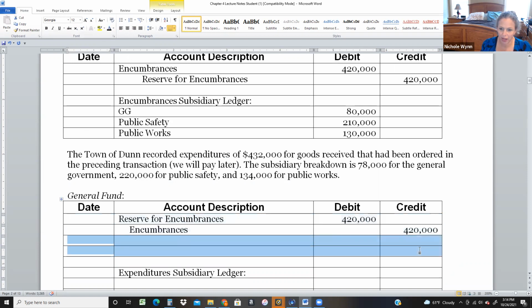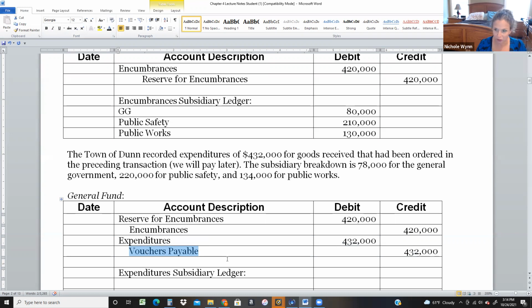And then we're going to go ahead and expend. Now, when we expend, we're expending 432. So a little more than what we planned. That happens. It's okay. So expenditures, and we're going to pay later. So we use vouchers payable. Vouchers payable is like accounts payable in financial accounting. We just use a voucher system for the government.